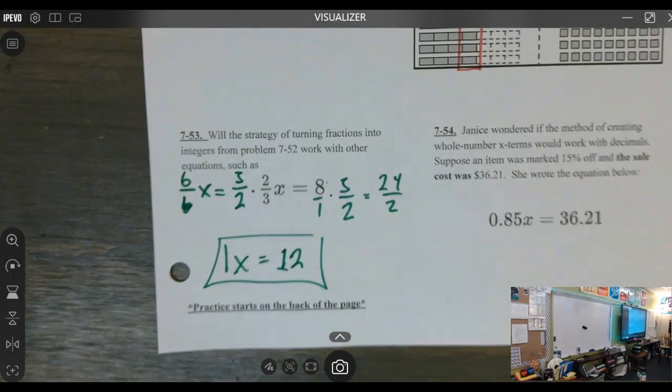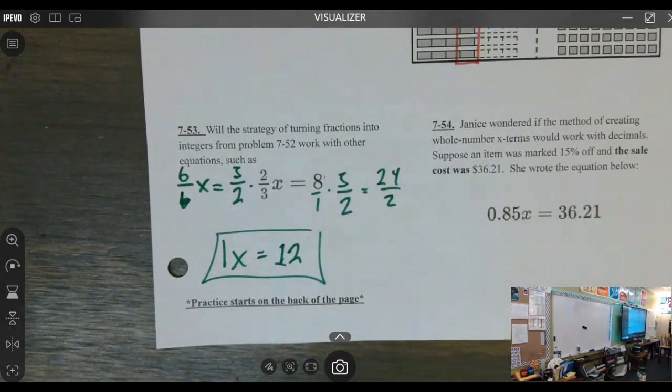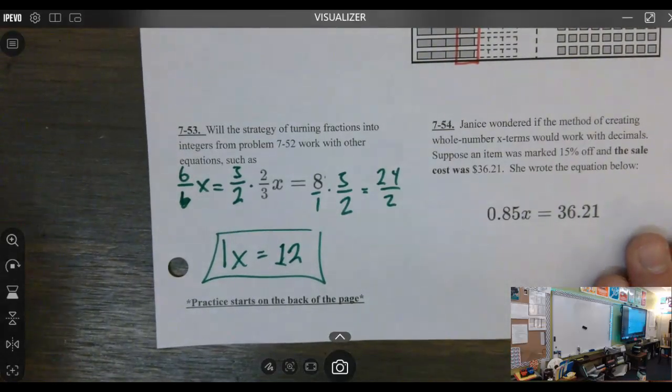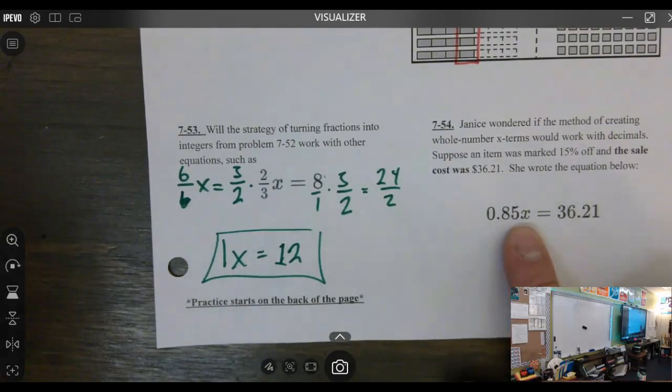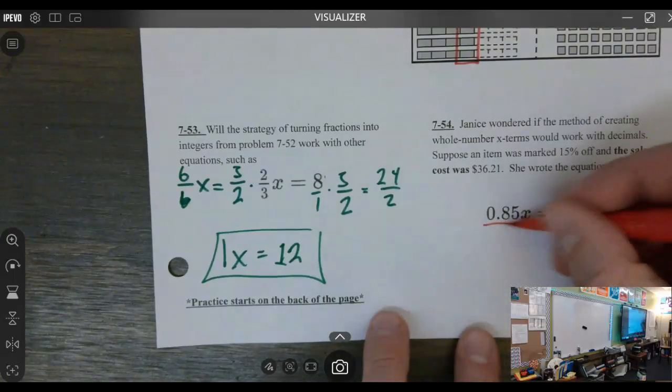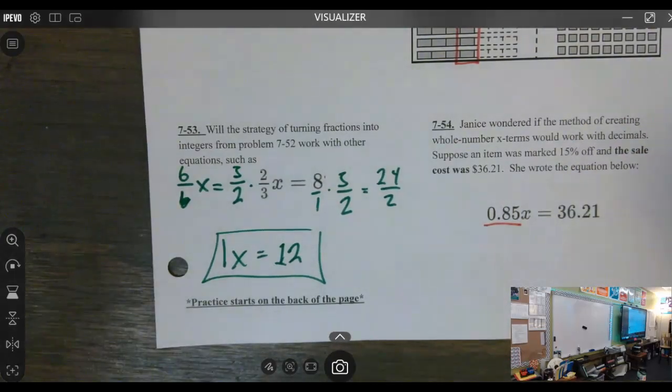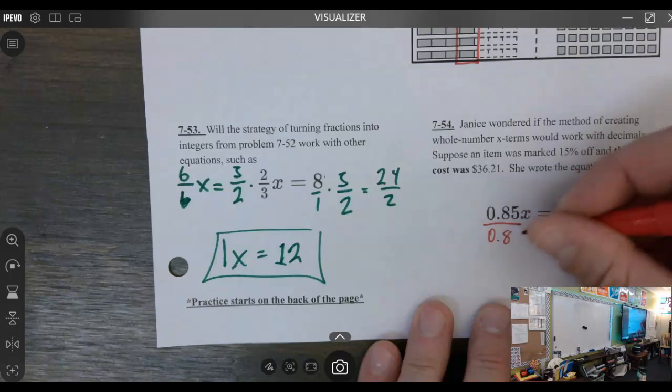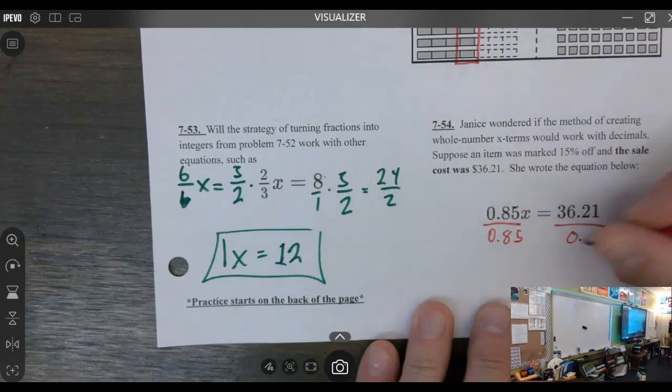Chase, what about 54? Do you want to do it live? Show off your skills? I bet you can. How's 0.85 attached to x? Is it added, subtracted, multiplied? How do we undo multiplication? By what? What are we going to divide by? Yeah, some help from across the room. 0.85 on both sides.